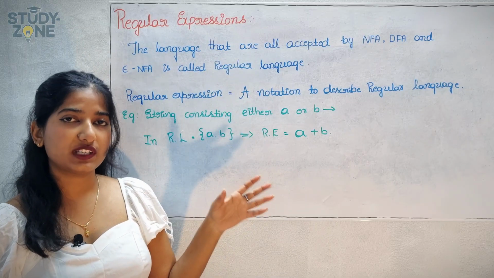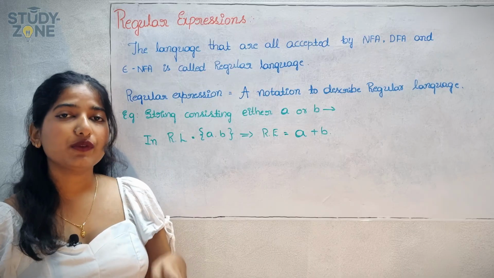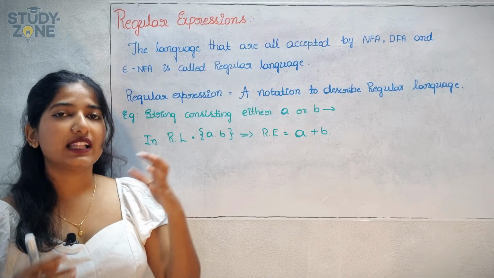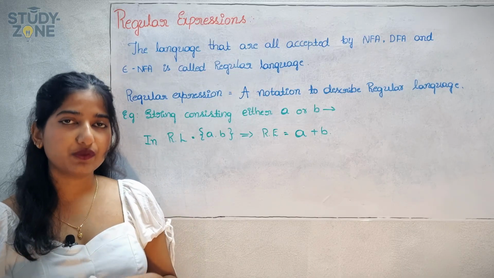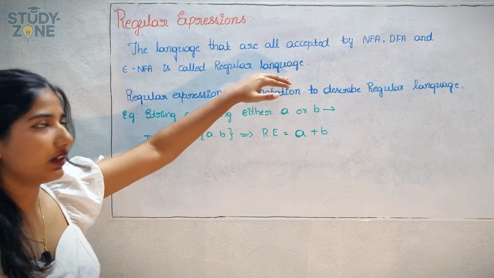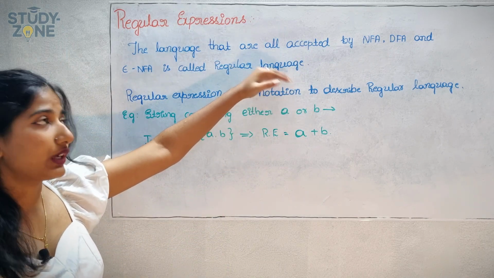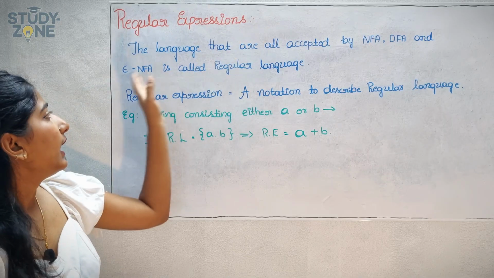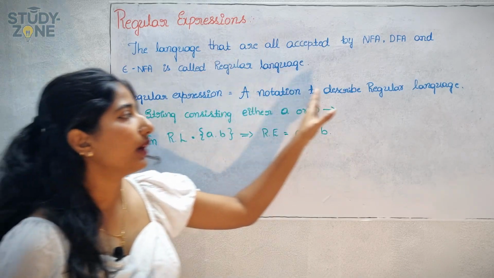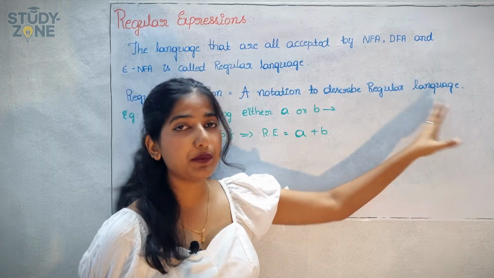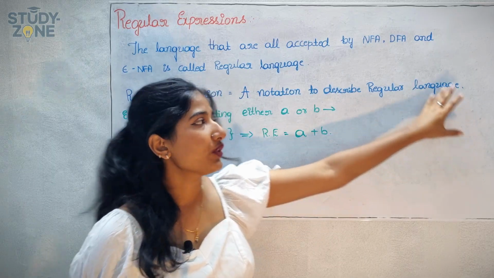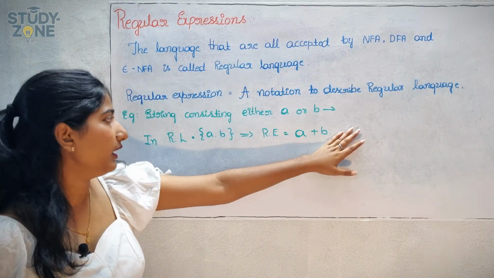So here we are going to study about regular expression. Before that, what is regular language? The language that are all accepted by NFA, DFA and epsilon NFA is called regular language. So what is regular expression? Regular expression is a notation to describe regular language. Okay, so this is a notation to describe regular language.